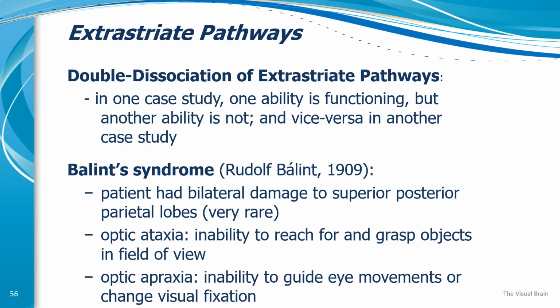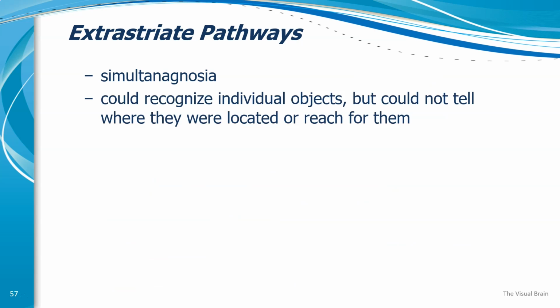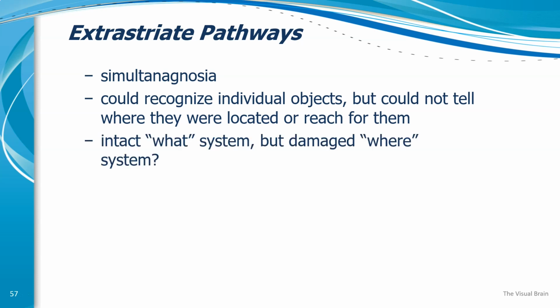They also have optic apraxia. That is, it's really difficult for them to guide their eye movements or to move their eye from staring at one thing to looking at something else. They also have simultanagnosia. Now, what they can do is recognize a single object, but they can't tell you where the object is or point to it. That's pretty interesting. What this looks like is an intact what system, but a damaged where system. So half of what we're looking for, this is a single dissociation.